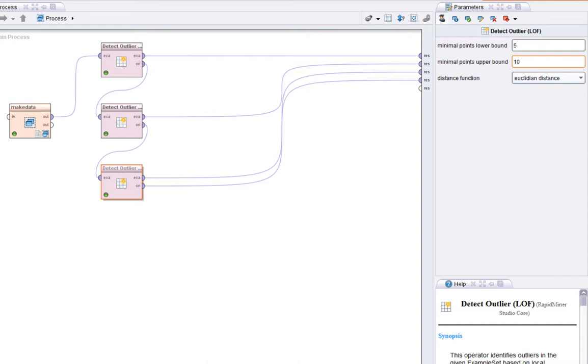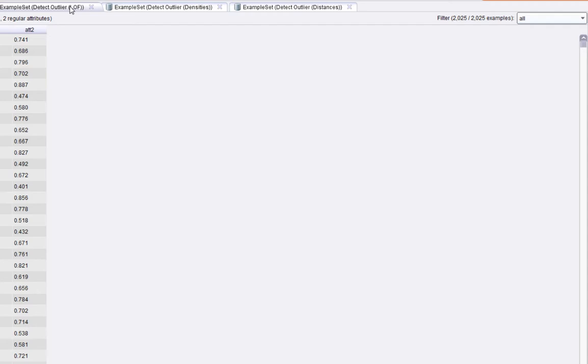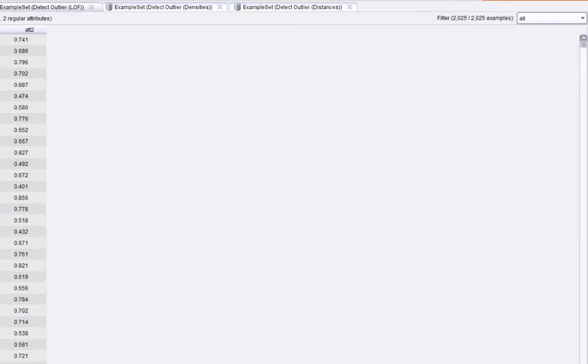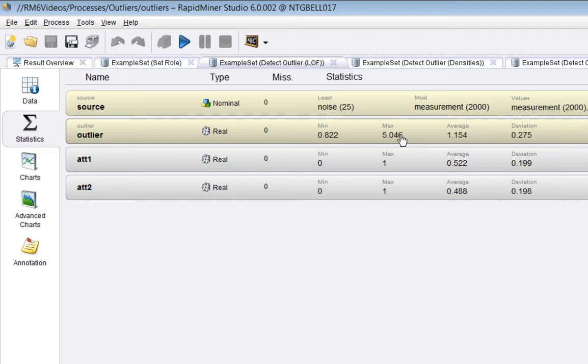So if I run that again with 5 and 10 as my two points here. Okay, so now this time, this is the LOF output, and now a much more exciting picture. In fact, if we look at the data, outlier has now been filled in. Looking at the data, you can see it varies between a minimum and a maximum. The higher this number, the more the point is an outlier.